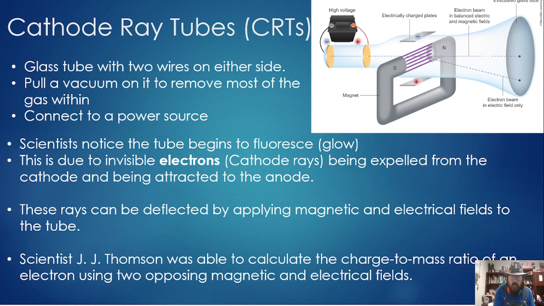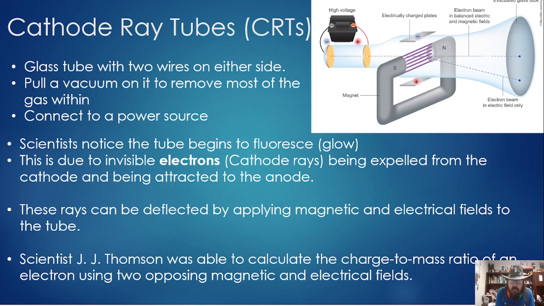Now, they found these cathode rays could be deflected using a magnetic field. They were attracted to magnets, so we could make it swing one way or another. We can also apply an external electrical field, and they would also be deflected in a similar way. So, one guy, J.J. Thomson, went out to try to understand these cathode rays.